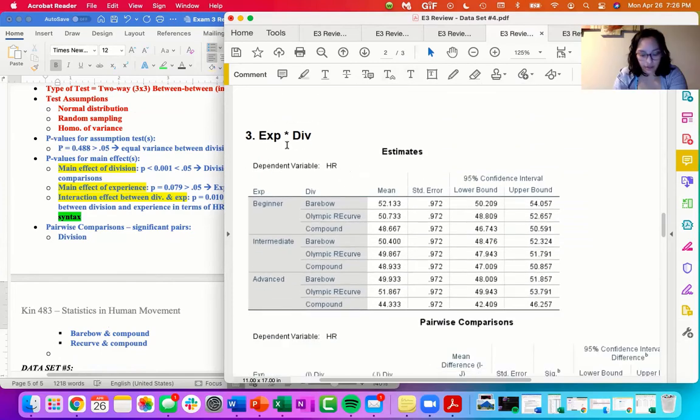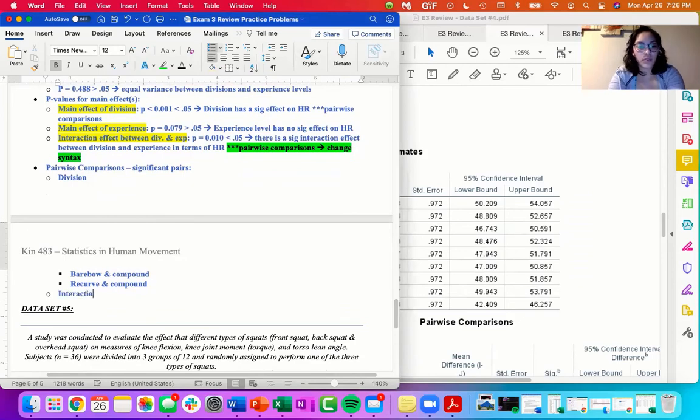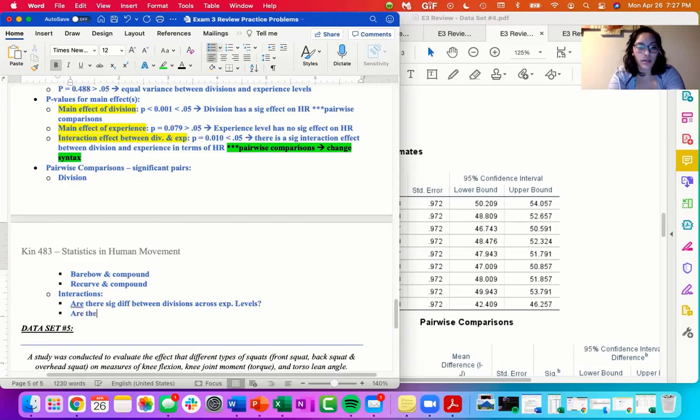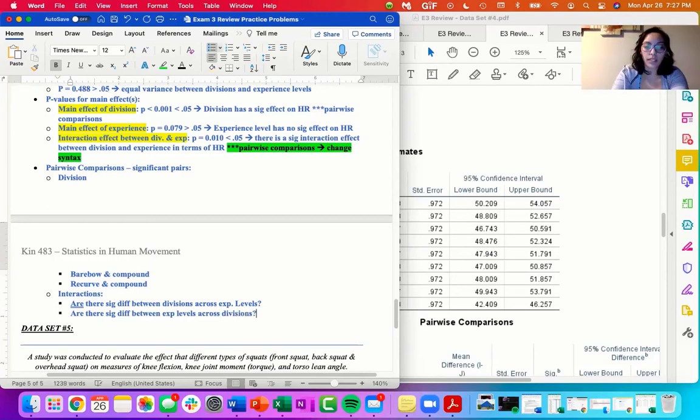And then we can look at our interactions. So again, we can look at these a couple different ways. We could say, are there significant differences between divisions across experience levels? And are there significant differences between experience levels across divisions or within divisions?